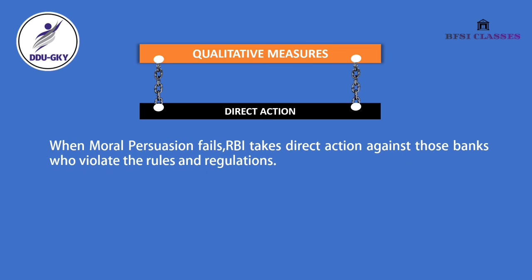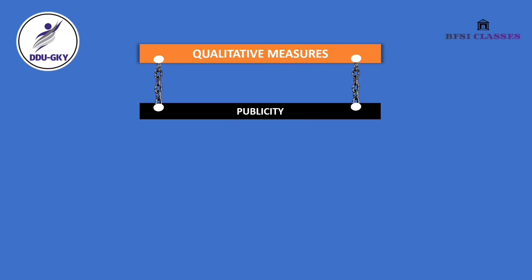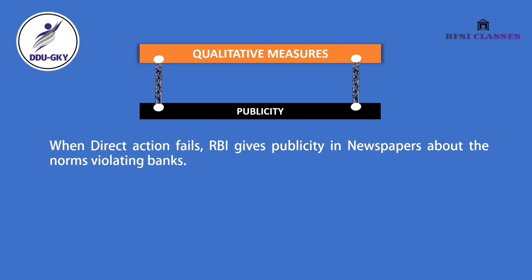Direct action. When moral persuasion fails, RBI takes direct action against those banks who violate the rules and regulations of RBI. Publicity. When direct action fails, RBI gives publicity in newspapers and other media about the norms-violating banks.